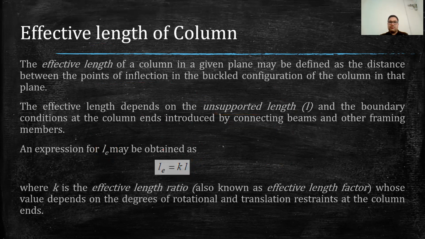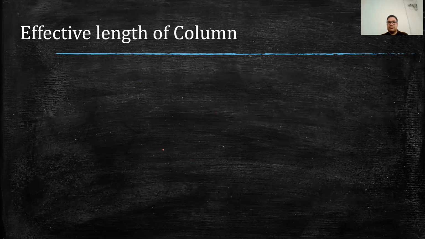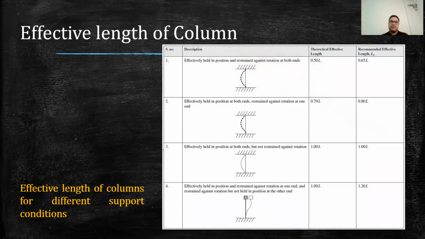So based on this, IS code has given a table, and I am showing you that table here. As you can see, different values of effective length are given here, which depend on the end condition. In the first case, it says effectively held in position and restrained against rotation. It means the column is firmly held at these two points, which means it is effectively held. It will not translate along this direction or along this direction, and at the same time it will not rotate, which means it is fixed at both ends.